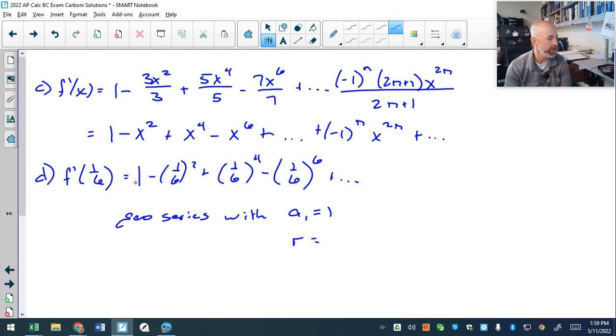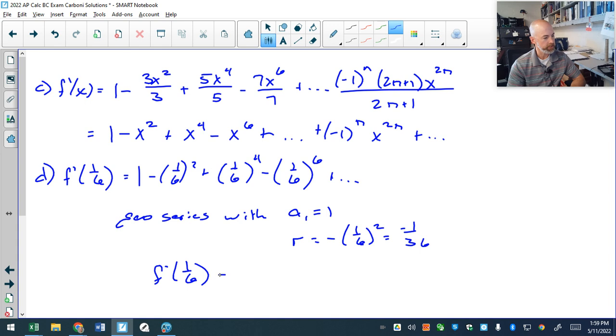If you look at this, I am multiplying each term by a negative 1/6 squared every time. 1 times negative 1/6 squared is negative 1/6 squared. Negative 1/6 squared times negative 1/6 squared is positive 1/6 to the 4th. So my ratio is negative 1/6 squared, which is the same thing as negative 1 over 36. And so the sum, f prime of 1/6, will end up being 1 over 1 minus the ratio.